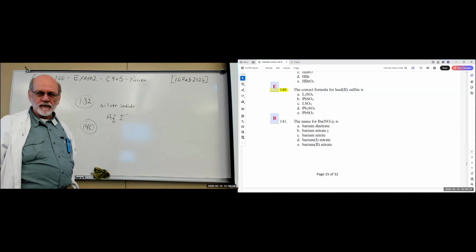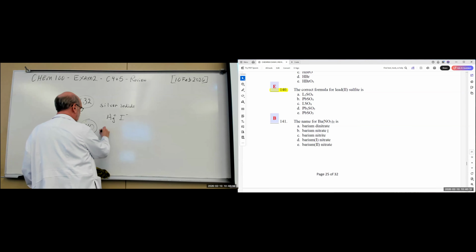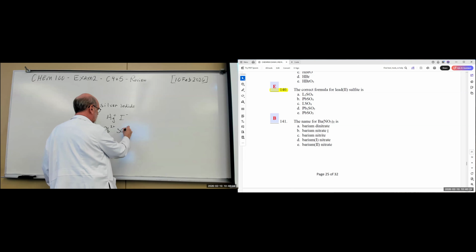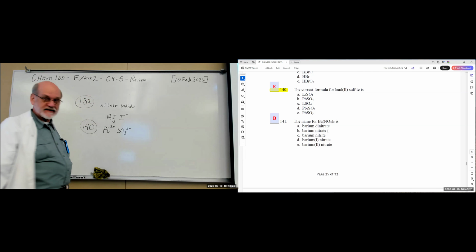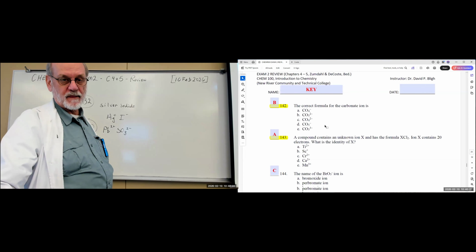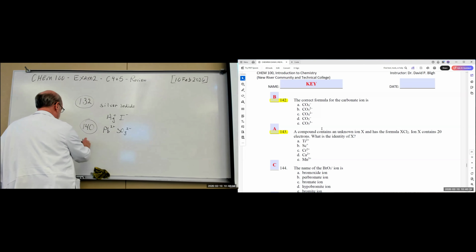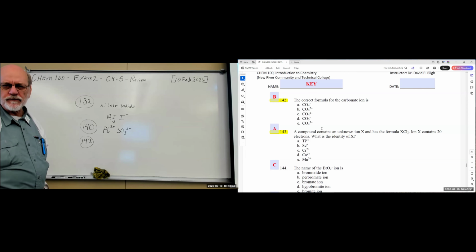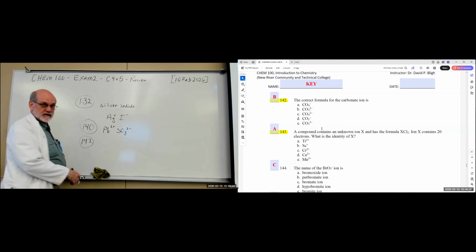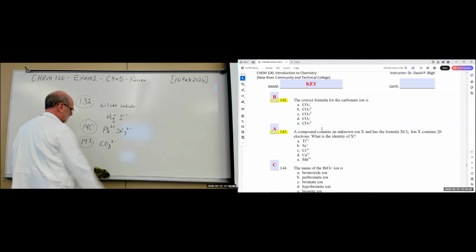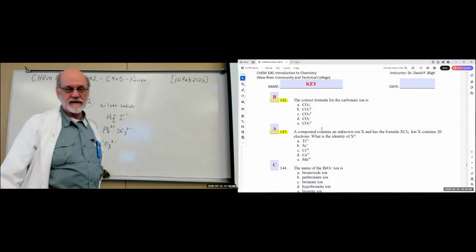140. Correct formula for lead(II) sulfite. Lead 2 plus, the name tells us the charge. Sulfite, SO3 2 minus. That's it, PbSO3. 142. Let's see, the correct formula for the carbonate ion. You just look it up. Carbonate. That's it. CO3 2 minus.